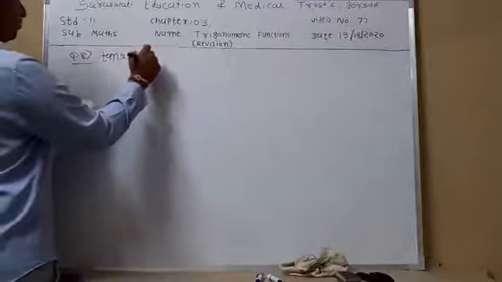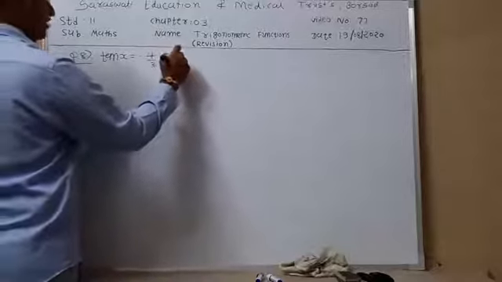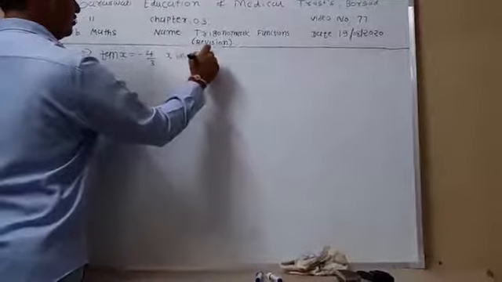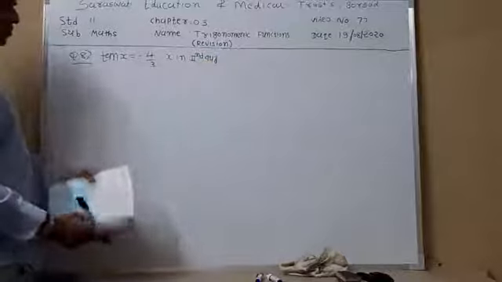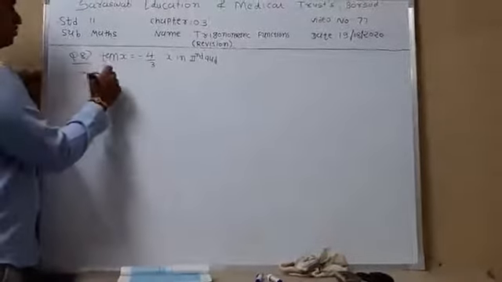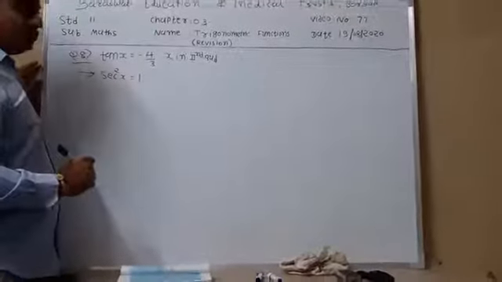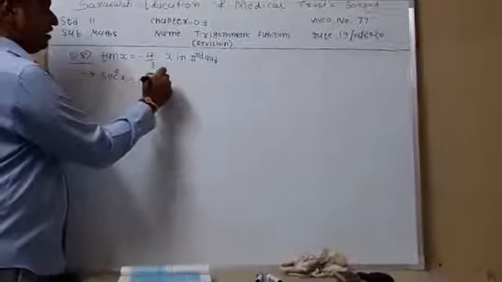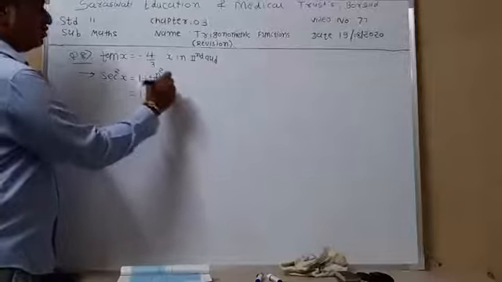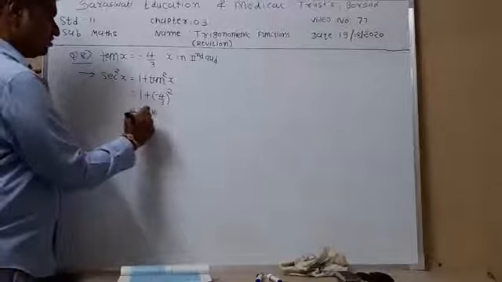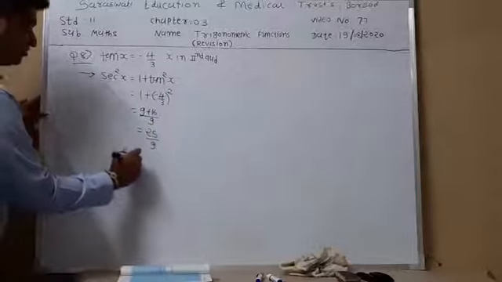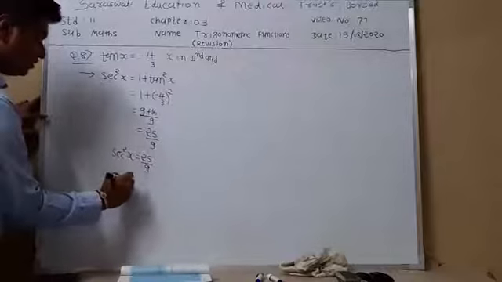tan x is equal to minus 4 upon 3, and here the condition is present: x is in the second quadrant, right? So first of all, here the tan form is present, so convert tan into the sec form. Our first step: sec square x is equal to 1 plus tan square x. Now after using this identity, 1 plus (minus 4 upon 3) whole square. Now take the LCM, so 9 plus 16 divided by 9, that means 25 divided by 9. So sec square x is equal to 25 by 9, and cos square x is equal to 9 by 25.